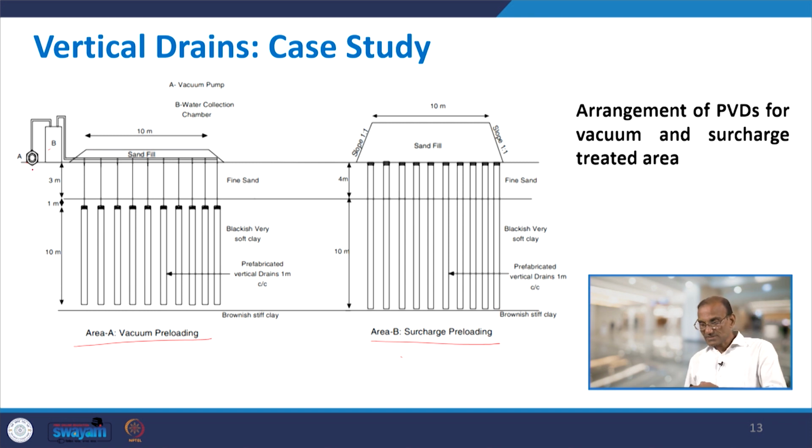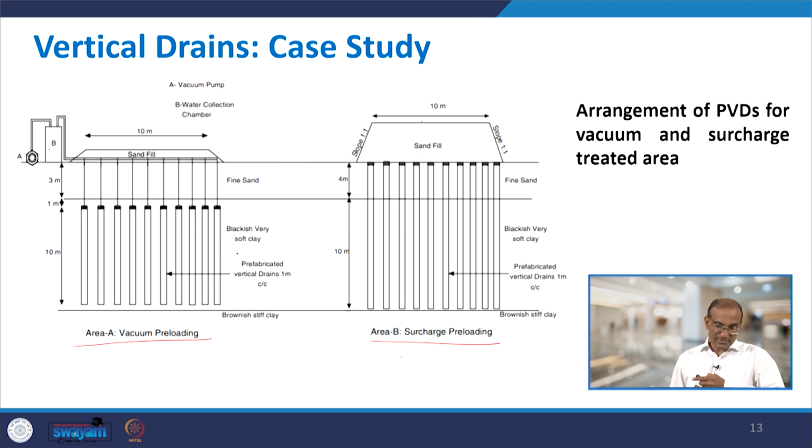While in the case of surcharge preloading, you are directly putting the surcharge, which is sand fill. This surcharge is heavy, compared to the sand fill used here. All these consolidations are accelerated due to this surcharge. The surcharge in case B will naturally be higher than in case A, because here you are not providing any vacuum, rather directly using the surcharge. And this is blackish very soft clay.